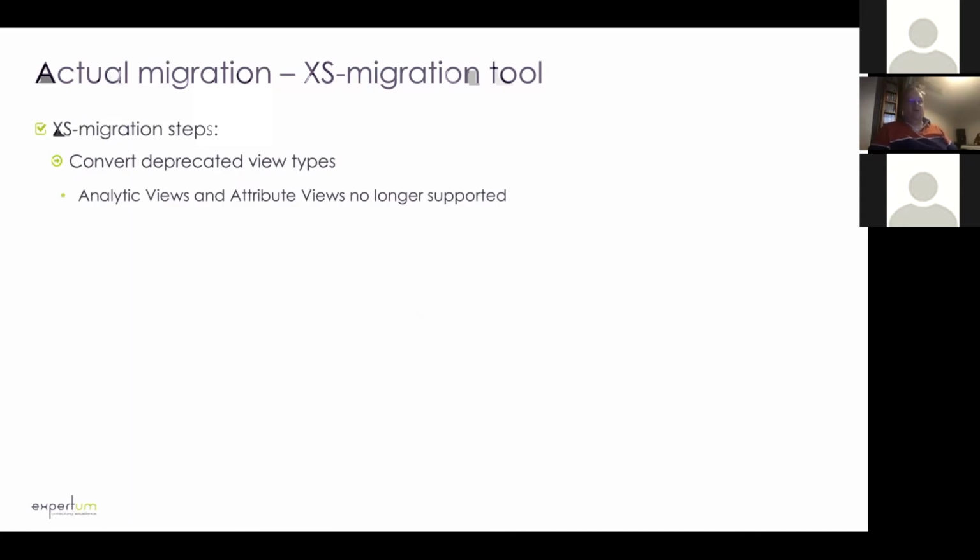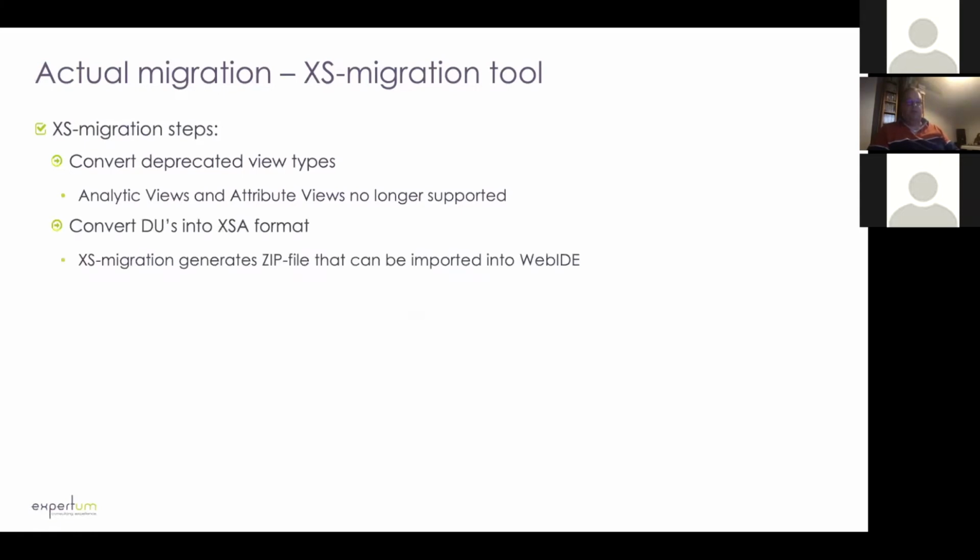Then the actual migration itself. For this, you need the XS migration tool, which, like I said, you have to install on a client system. And the steps are like this. I mentioned the first step already before, and I'm not sure how many companies are still using these types of views, but first of all, you need to convert the old views, like the analytic views and the attribute views, to calculation views. This is something the XS migration tool can do for you. And this is the first step in the migration.